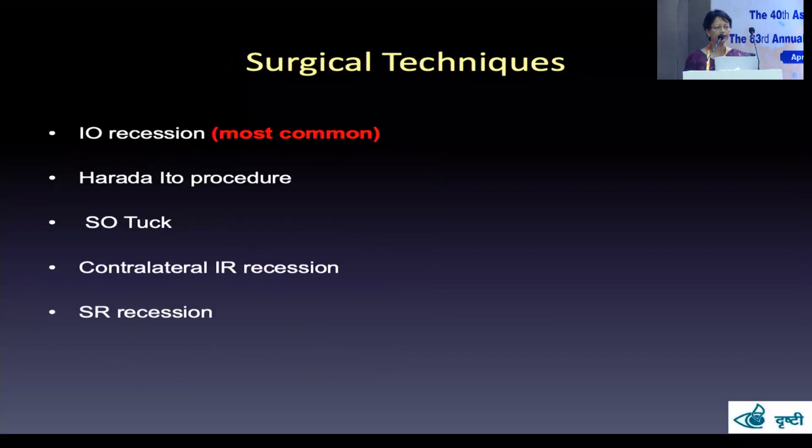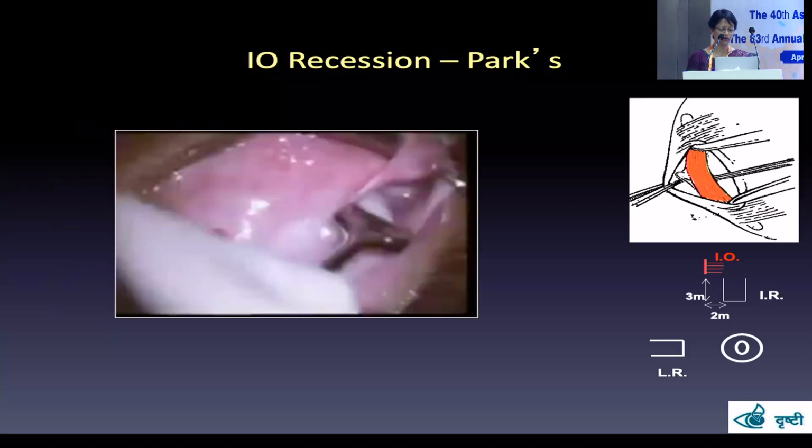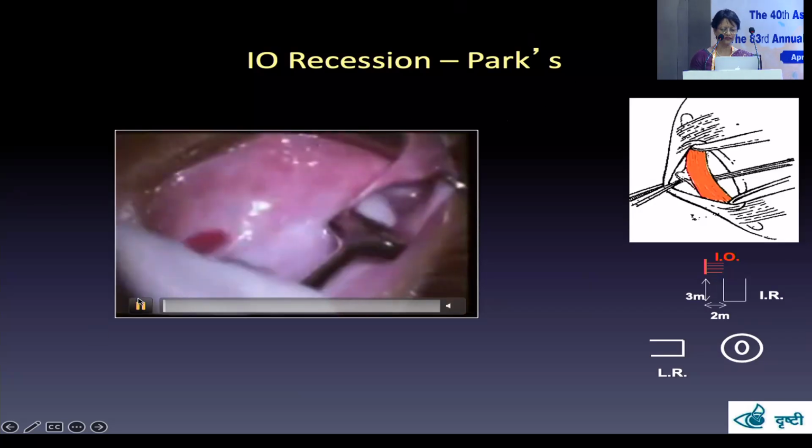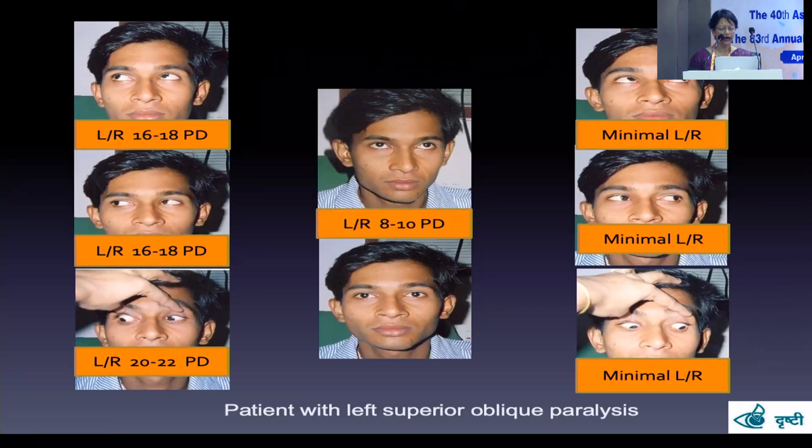The other surgical techniques which we do are the inferior oblique recession, which is the most common, Harada-Ito, contralateral inferior rectus recession and superior rectus recession. There's a NAPS classification which tells us which muscle to operate when the deviation is more on which side. I'm not going into the details. I think this is the inferior oblique recession video. This we can skip.